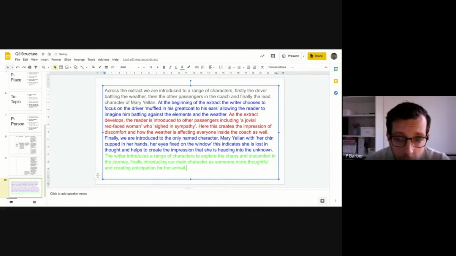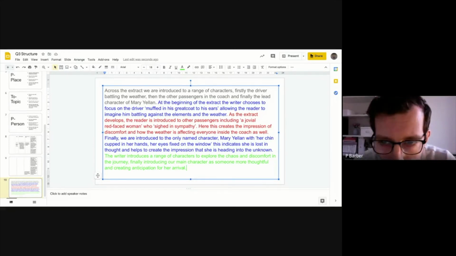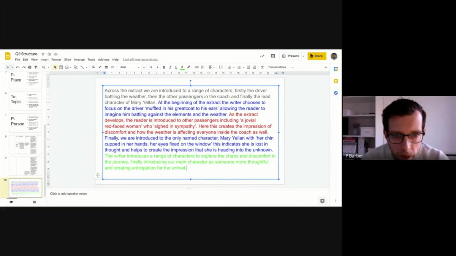If I read the full paragraph back to you, we've got this. Across the extract, we are introduced to a range of characters. Firstly, the driver battling the weather, then the other passengers in the coach, and finally the lead character of Mary Yellen. At the beginning of the extract, the writer chooses to focus on the driver, muffled in his greatcoat to his ears, allowing the reader to imagine him battling against the elements and the weather. As the extract develops, the reader is introduced to other passengers, including a jovial, red-faced woman who sighed in sympathy. Here, this creates the impression of discomfort and how the weather is affecting everyone inside the coach as well.